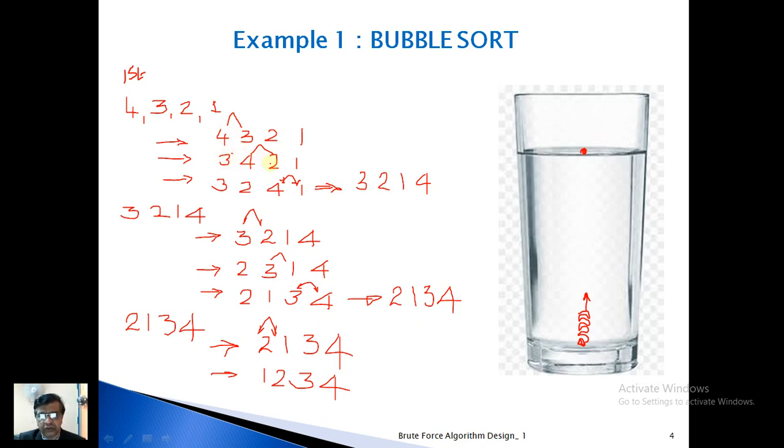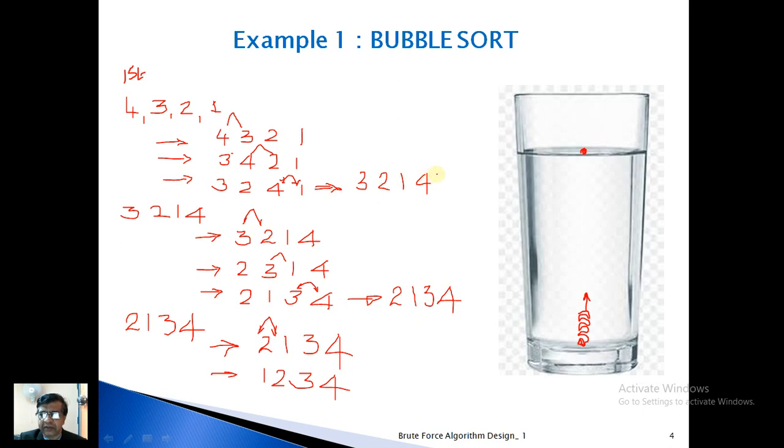Once again, 4 and 2 will be compared. 2 will come over here, and 4 will go over there. And 4 will be here. 4 and 1 will be compared, and 4 occupies this place, replacing 1. So what comes out of the first iteration is 3 2 1 4. Anyway, this is also a partially sorted array. It needs refinement further.